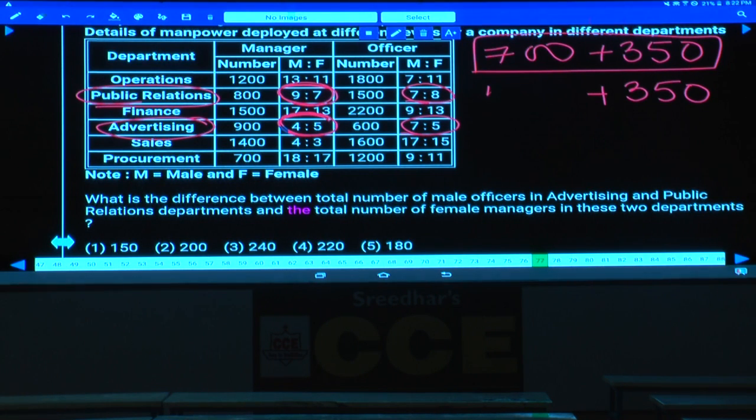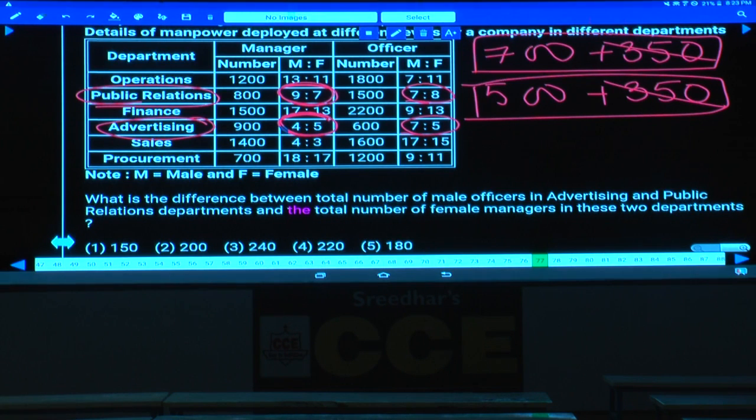You're asked about the difference of these two numbers, right? 300, 300 cancel. 700 minus 500, 200. Got it?